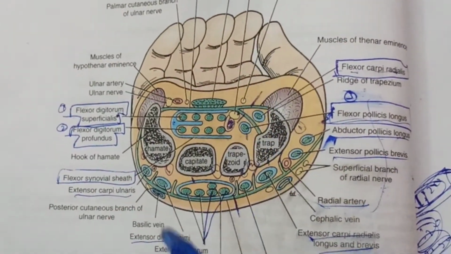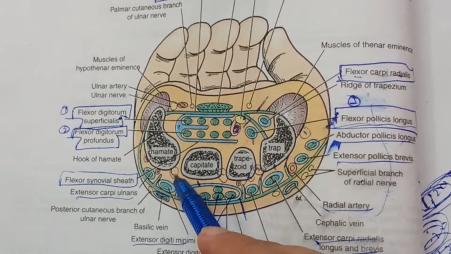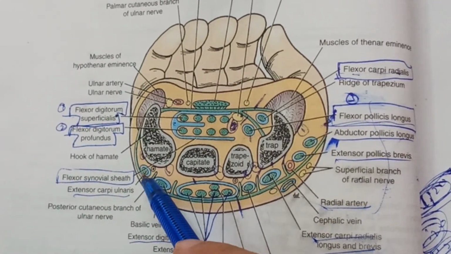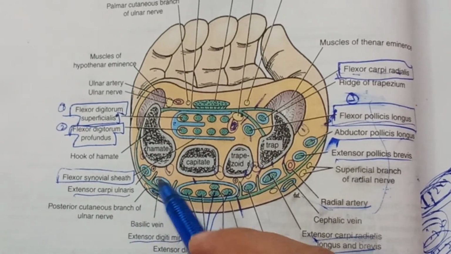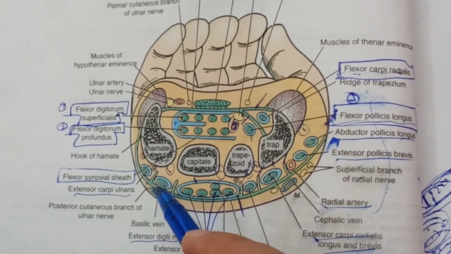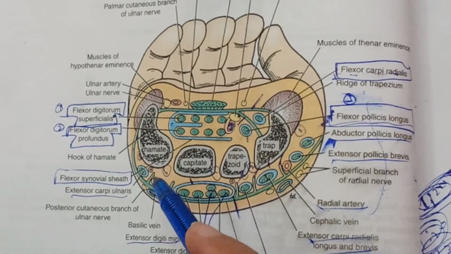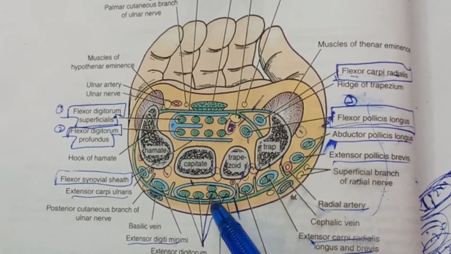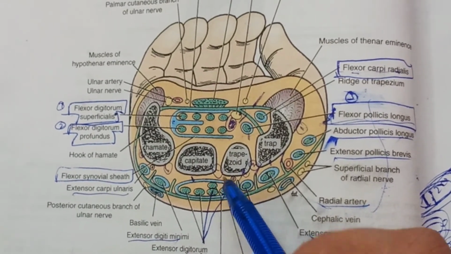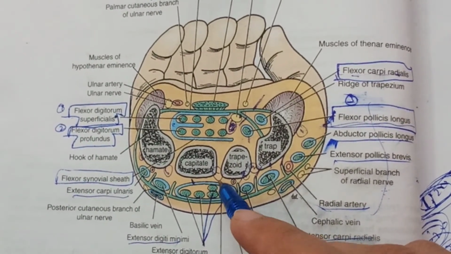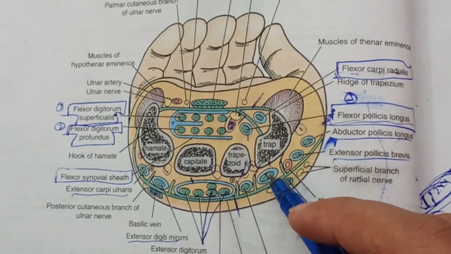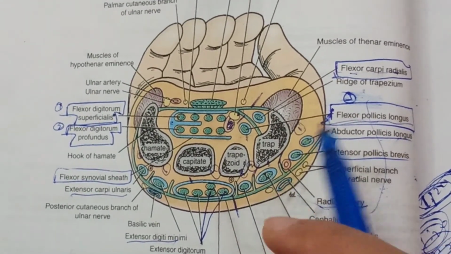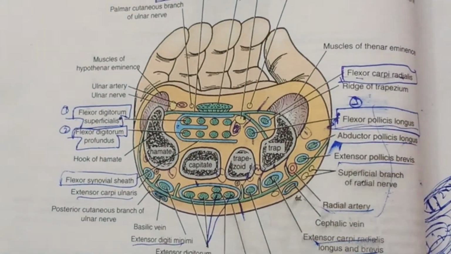So in the diagram you can see that the fifth tunnel and sixth tunnel consist of a single tendon in green. These tendons are in green, and both of them are enclosed by a separate synovial sheath. And we can see that in tunnel number 4 and tunnel number 2 there are multiple tendons present, but they are all enclosed in a common synovial sheath.